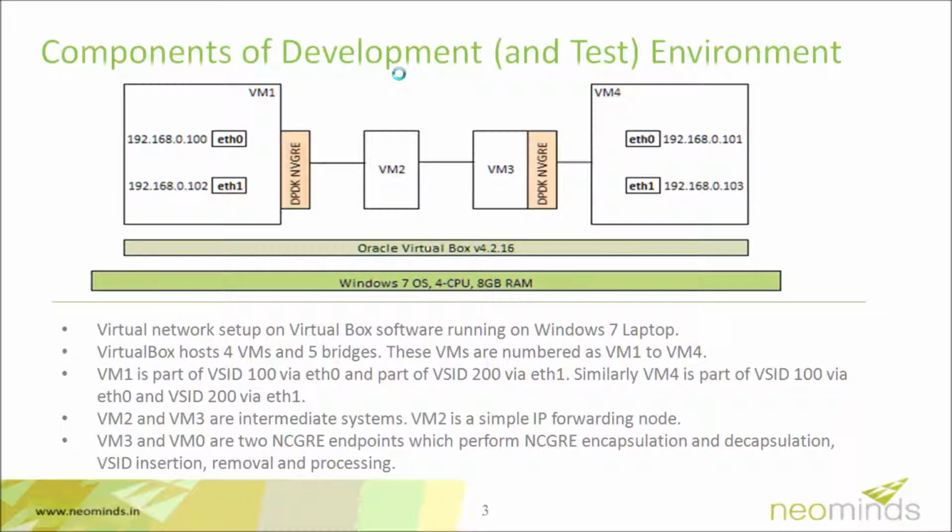VM3 receives the packet and hands over the packet to the NVGRE stack again, and this NVGRE stack decapsulates the outer frame and extracts the VSID present in the packet and processes the VSID. And after that, the original packet after decapsulation is sent to VM4. A similar process would follow for traffic originating from VM4 to VM1. So in the next slide we will see how these VMs are networked using VirtualBox bridges and details of interfaces in each of these virtual machines.